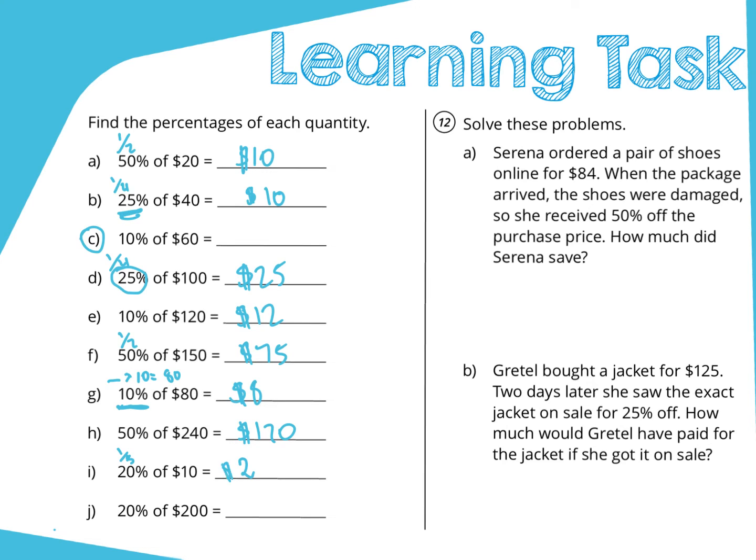Okay, and then finally, the very last one is 20% of $20. Well, 20% of $100 is 20. So double that again would be 40. So $40. All right. Good luck.